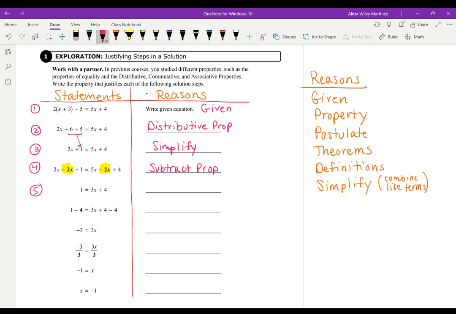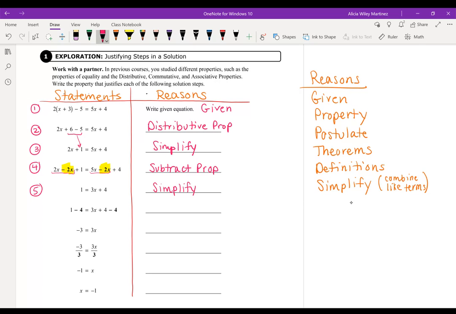In step 5, you'll see that this 2x minus 2x is no longer there, and it's just 1, and the 5x minus 2x becomes 3x. So again, all they've done is combined like terms, so they simplified. Now remember, sometimes we do the simplifying in our head. This person did not, so they have to justify those steps. If we were solving this, you might have skipped step 4 and gone directly to step 5, and therefore you would have just written subtraction property, and that's it.